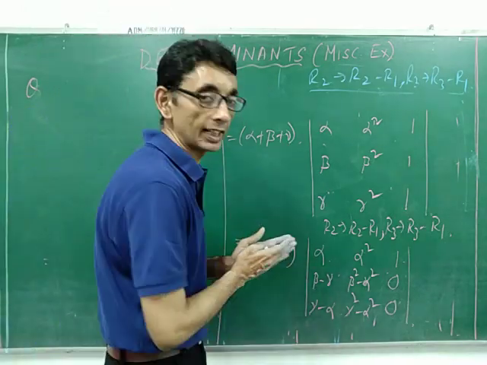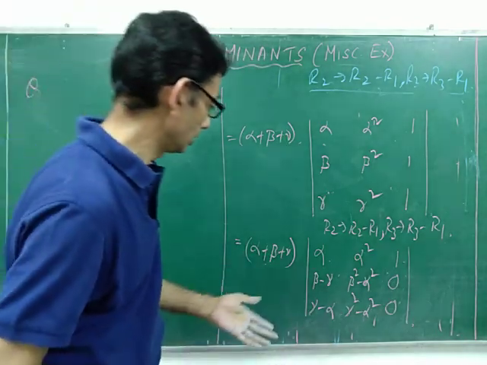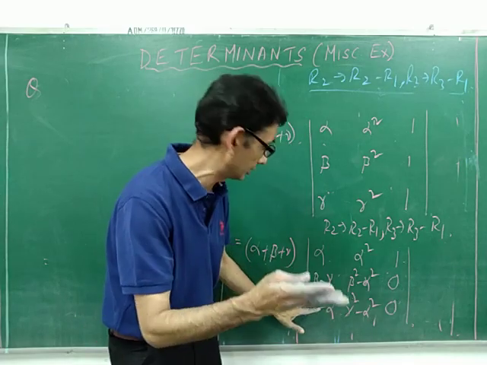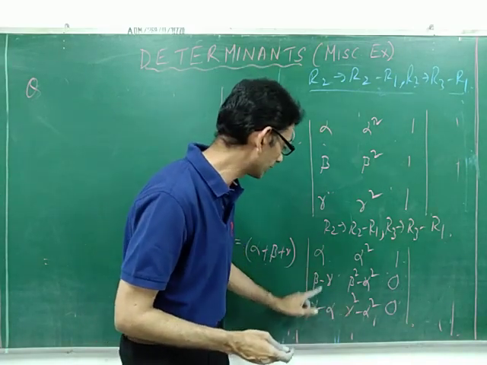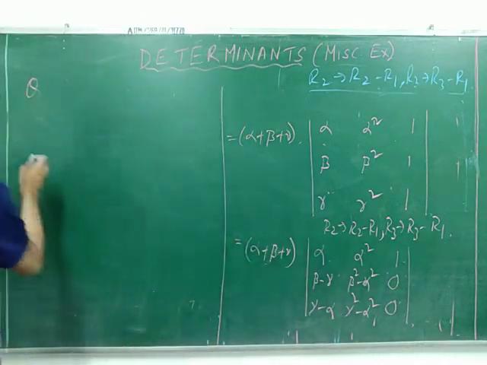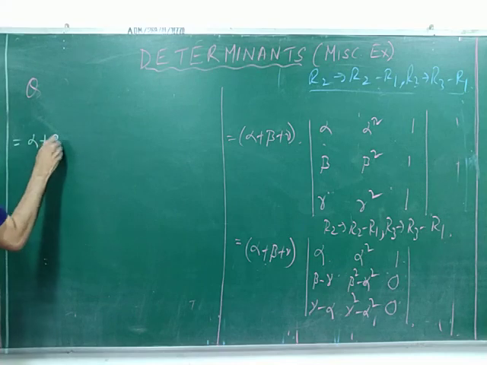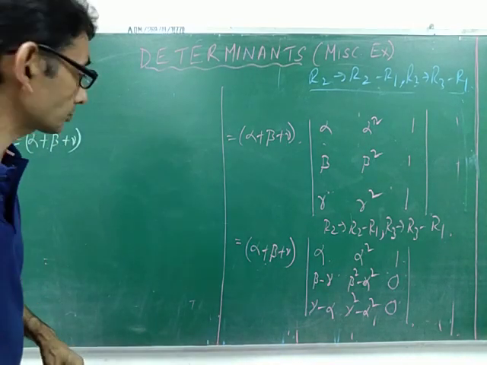So in cases like that, you need to take out those terms, and only then do the expansion. Here you have seen that in the second row, beta minus gamma is common, and in the third row, gamma minus alpha is common. So we are going to take these two terms common. What is the next step? The next step will be alpha plus beta plus gamma, alpha plus beta plus gamma.